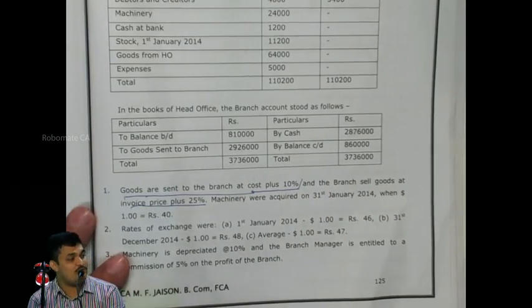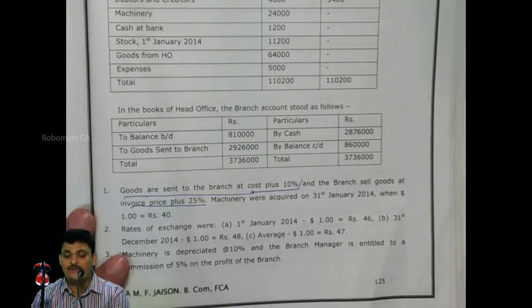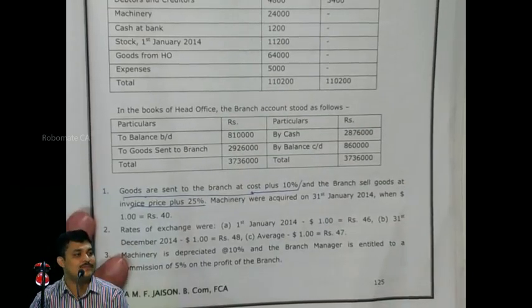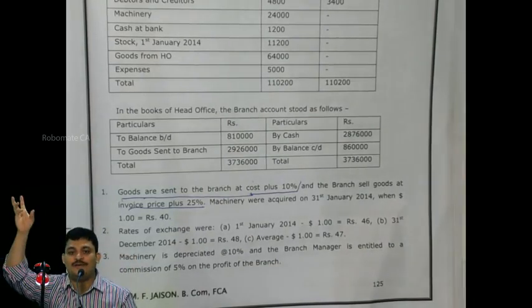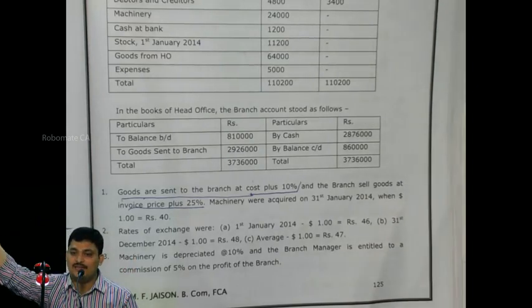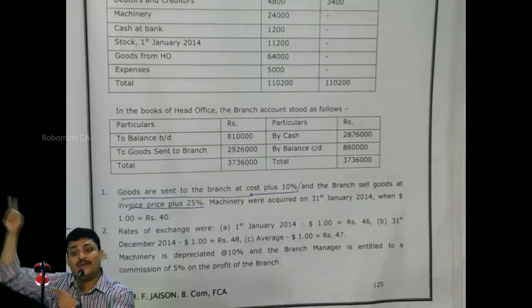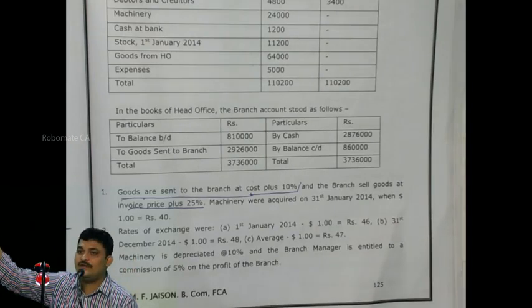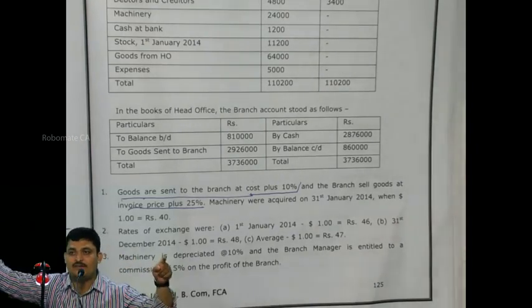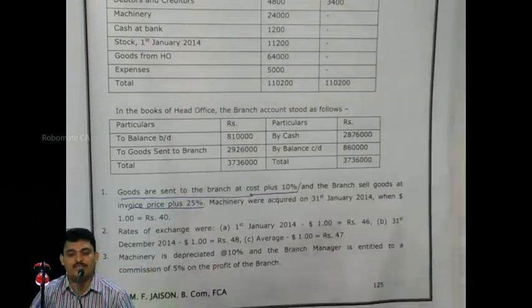Unlike the previous two questions, they have not given the closing stock of the branch. But when you prepare the trading account, you will have opening stock, purchases, sales. So using the margin, find out gross profit, so that you can arrive at closing stock as the balancing figure in the trading account. Correct? Then in the P&L account take the expenses, arrive at the net profit and accordingly proceed.